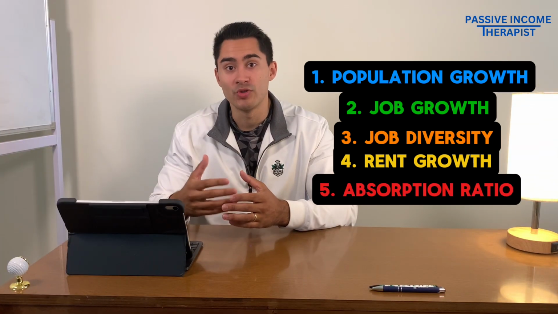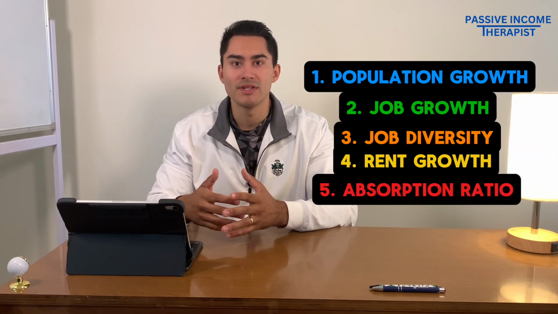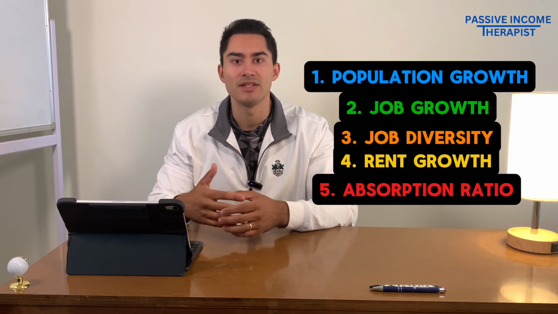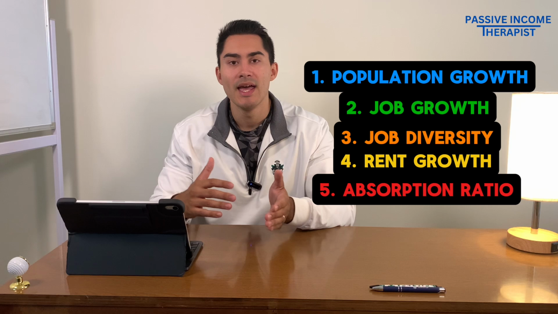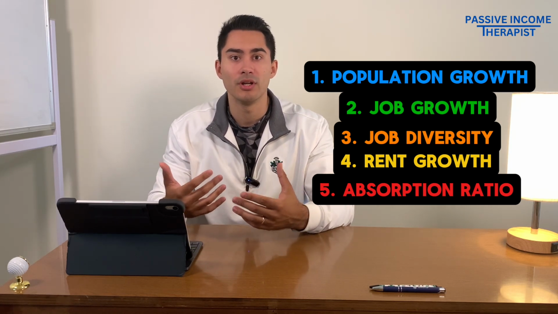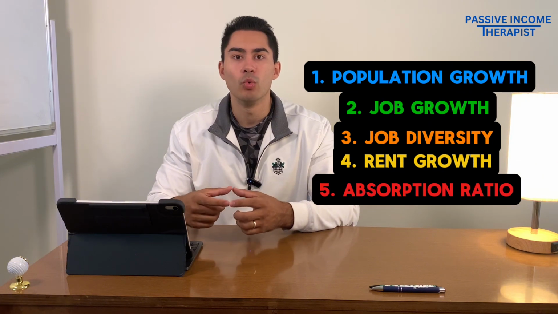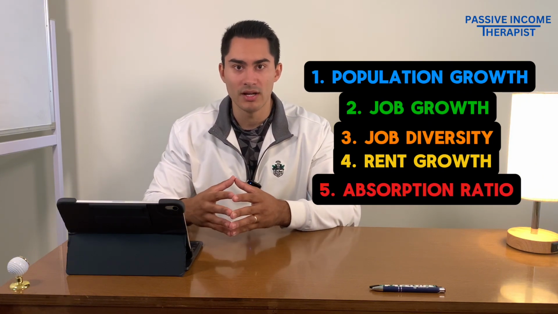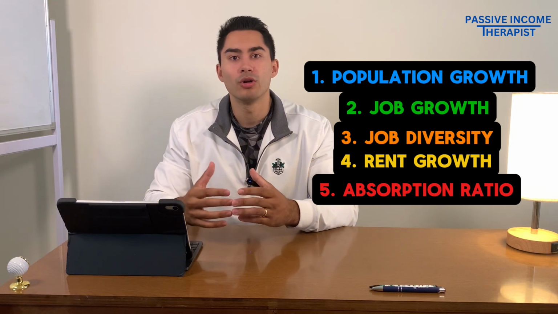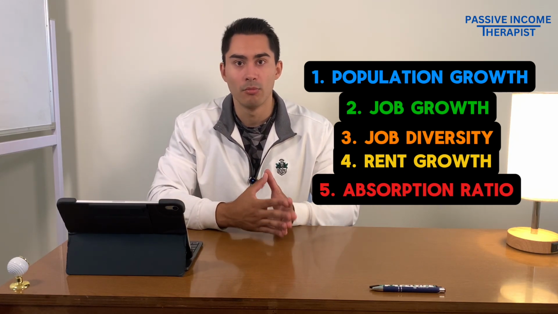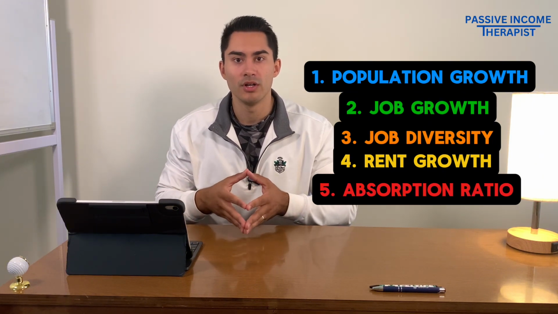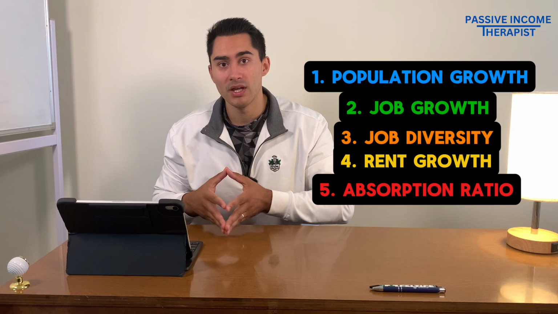And number 5 is absorption ratio. A lot of people don't tend to have this in their top 5, but why I want to include it is that you have to look at the supply and demand in your market. Particularly if you are looking at apartment buildings in this specific market, you want to look at where the demand is right now, including the vacancy rates, but you also want to look at where the supply is in the market versus the demand, as well as where the units are that are going to be coming into development in the future.